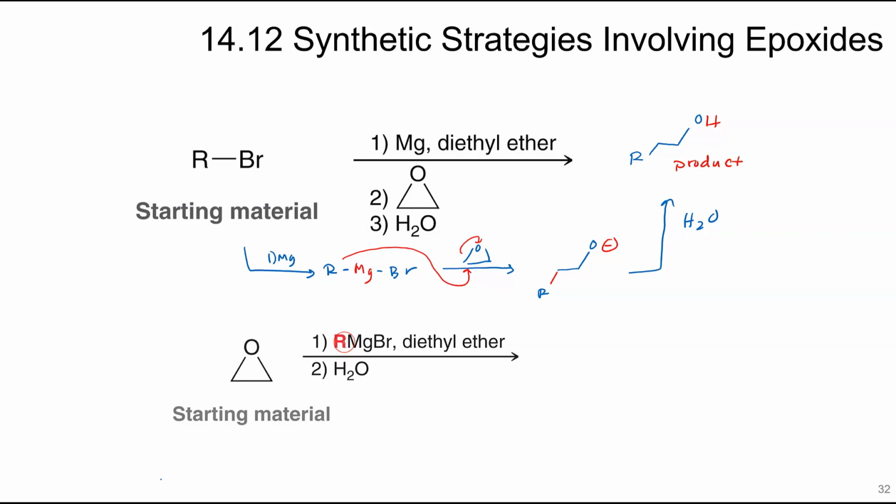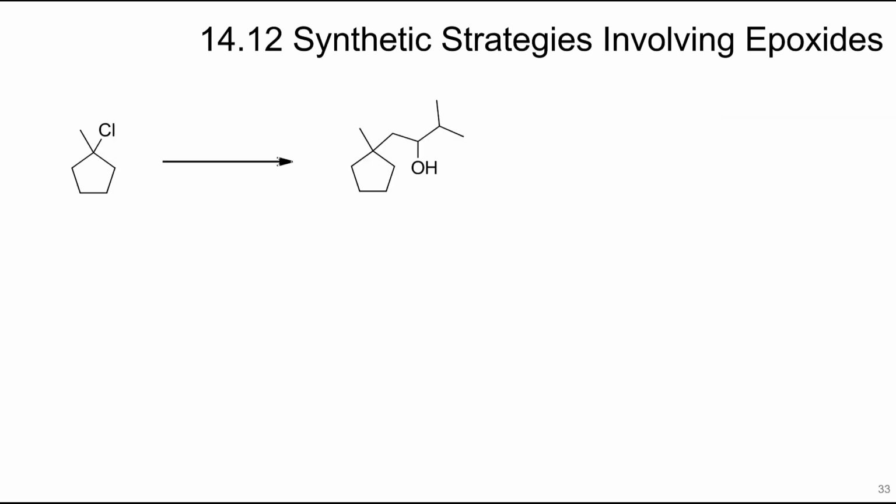Or if you already have the Grignard, followed by water, and we protonate there. So we can change the carbon skeleton. So you can think about how we might do a synthesis such as this one. So we're adding carbons. This group is getting added here.